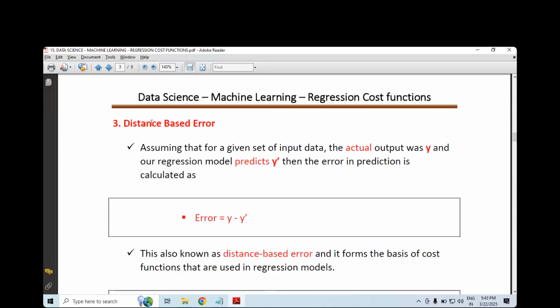Now, what do you mean by distance based error? Look at the program. Sir, did you remember residual? What is the residual? The difference between actual value and predicted value is called a residual.